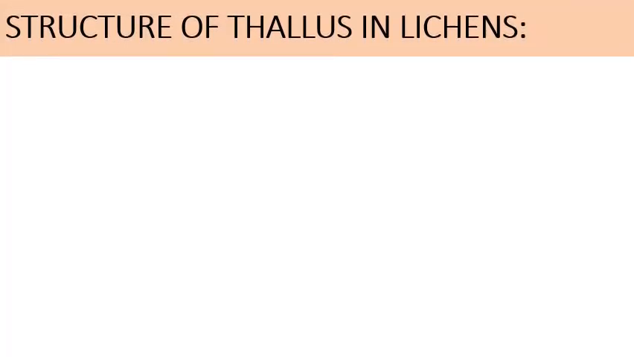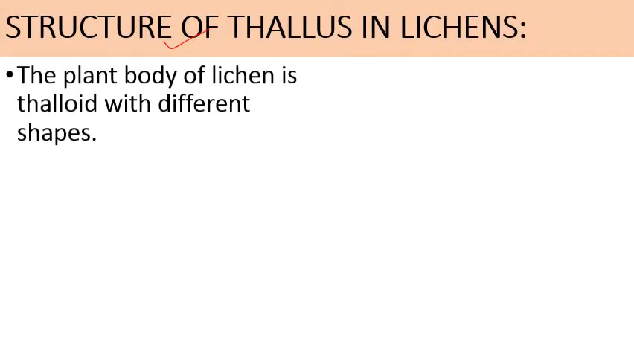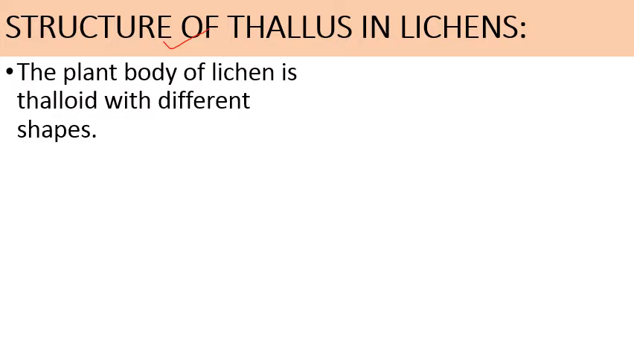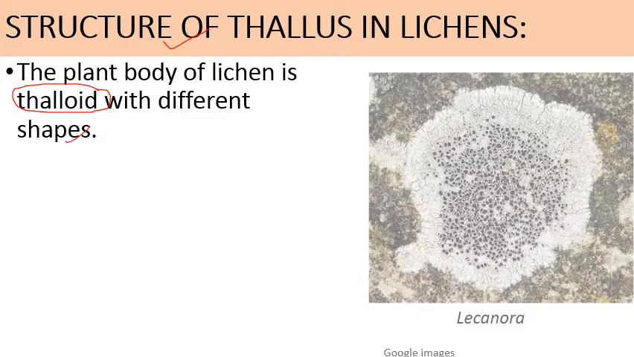Next, structure of thallus in lichens. So जो plant body है lichens की, ये थैलॉइड है. This term we have used many times. थैलॉइड होती है ऐसी प्लांट बॉडी that cannot be differentiated into true root, stem or leaves. लाइकन्स के केस में भी प्लांट बॉडी थैलॉइड है, और इस जो थैलॉइड बॉडी है it has different shapes.